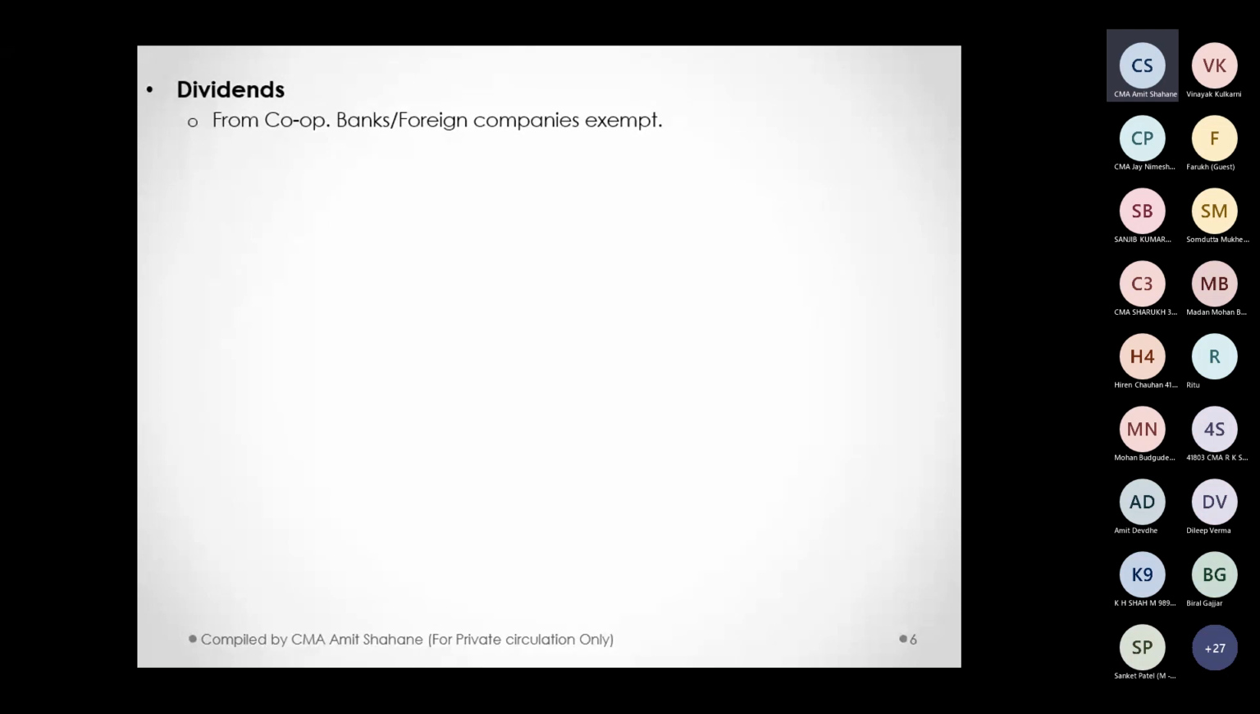But as I said, because of the pressure from the corporates, even the government will have to change or amend the section at times. Okay, let's not go into that. So basically, the point of discussion is whatever dividend that you receive, that is chargeable under the head income from other sources.